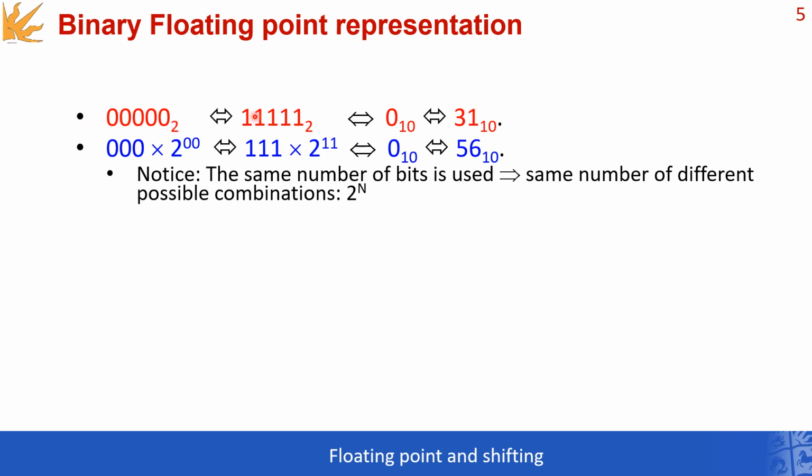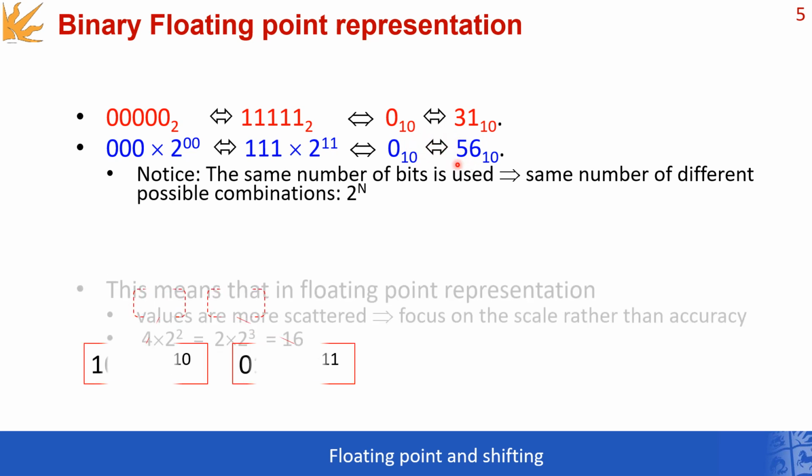So again, we see that with fixed point representation, this is the range, while with a floating point representation, this is the range. Now there's a question here. We're using, in the general case, n bits, which means that with those n bits, you can always have 2 to the power of n combinations. In our example with 5 bits, this means 2 to the power of 5, which is 32 different possible combinations.